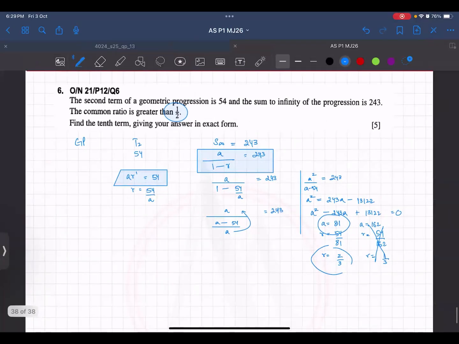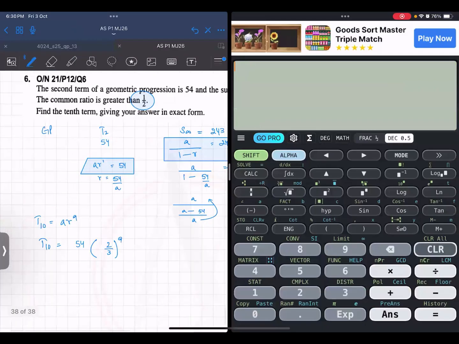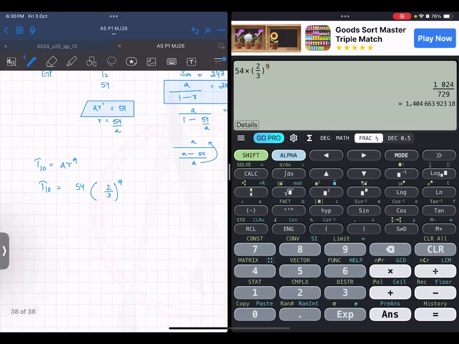Find the 10th term, giving your answer in exact form. So now the 10th term, generalization. 10th term would be A R power 9. Power is 1 less than the term number. So for the 10th term, A is 54, R is 2 upon 3, power 9. And they have asked us to give it in the exact form. Let's see. 54 multiplied by 2 upon 3 power 9. 1024 upon 729. This is your answer.